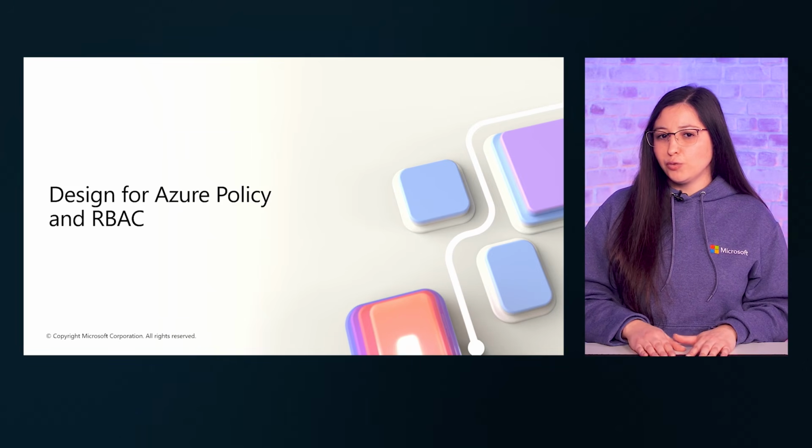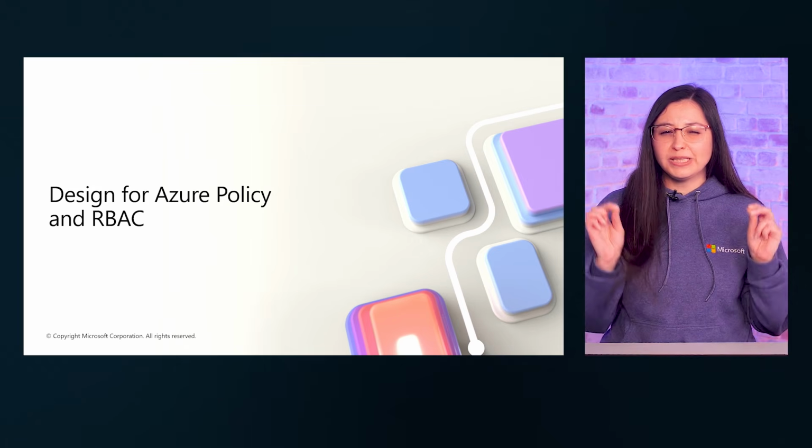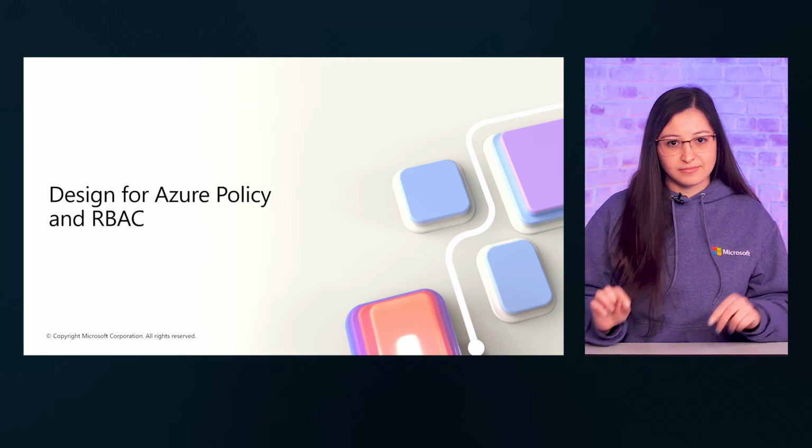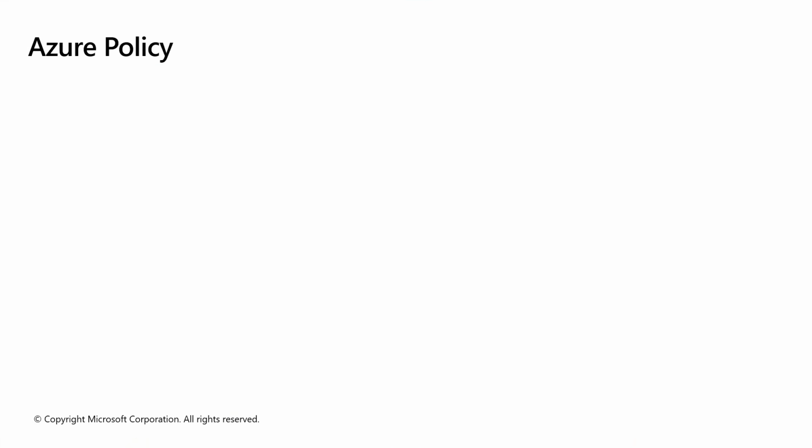Now, we continue with design for Azure policies and role-based access control, two key areas for governance. We start with the Azure policy, one of my favorite services for compliance and automation. When we design Azure policy, we want to have a clear definition for our rules. We can use built-in policies, leverage community templates, or build our own. Those will be JSON definitions.